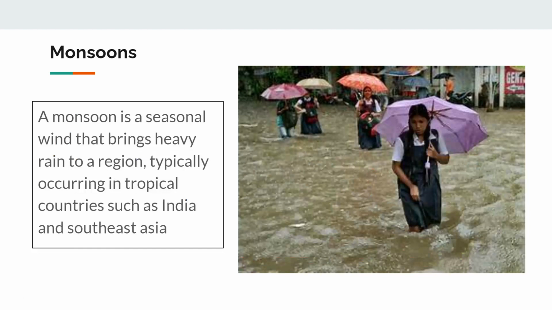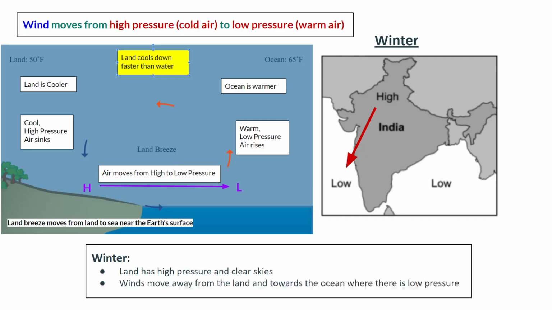So, what's a monsoon? A monsoon is a seasonal wind that brings heavy rain to a region, and this typically happens in tropical countries such as India and other countries in Southeast Asia. It creates heavy floods just like this. It's very common in places like India to have giant floods during monsoon, and it's a whole season. It happens seasonally. So we're going to talk about why this happens.